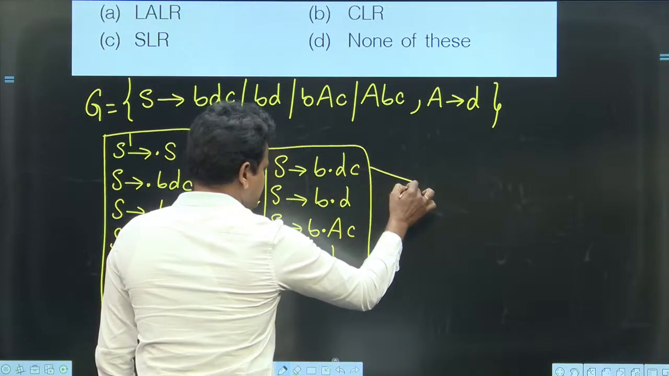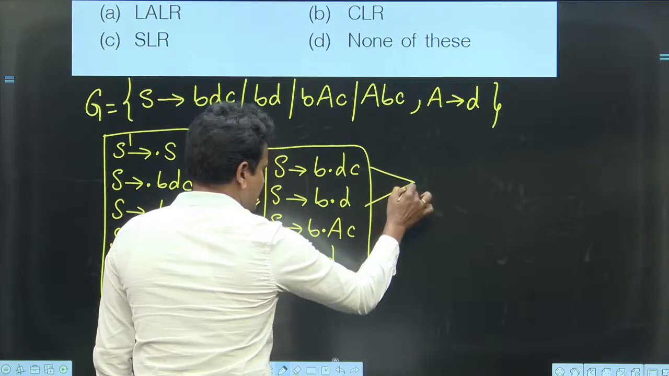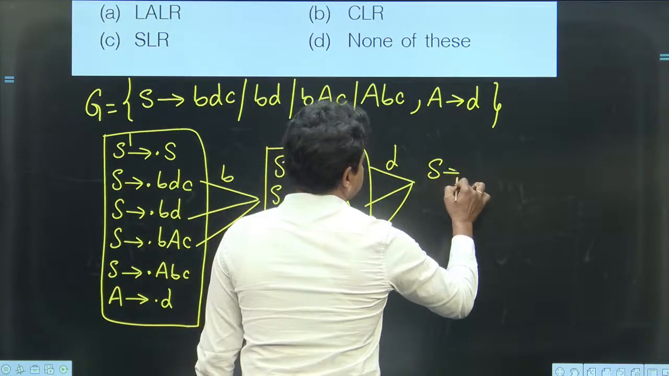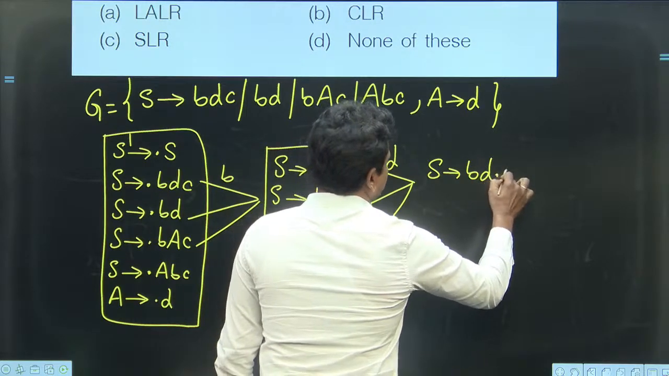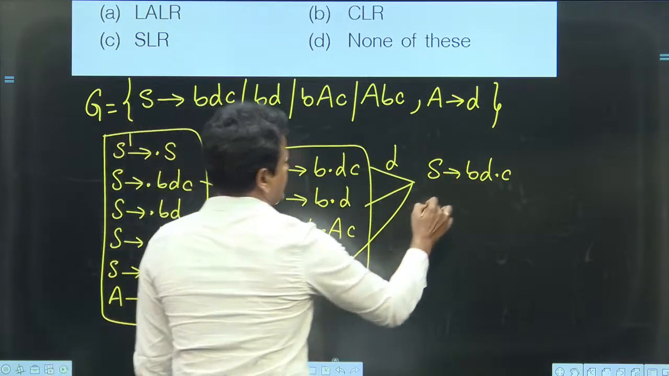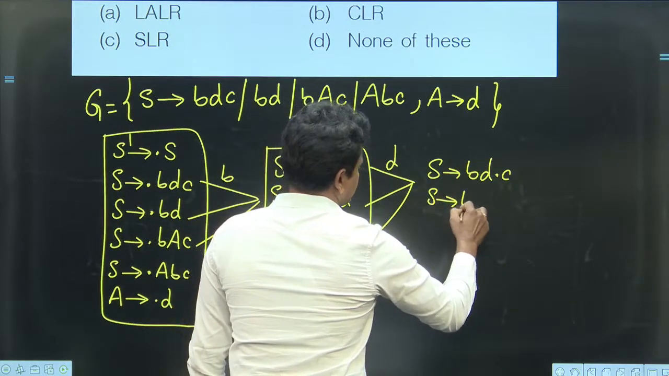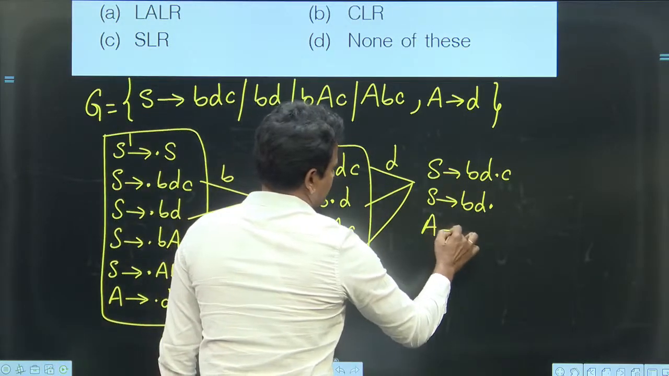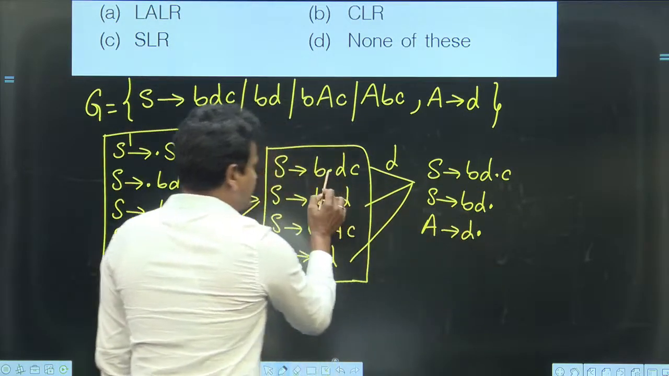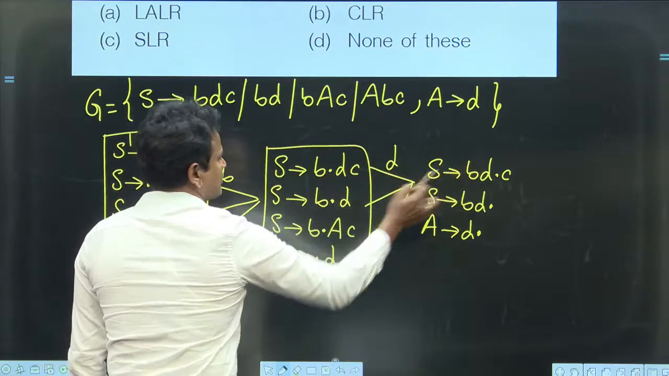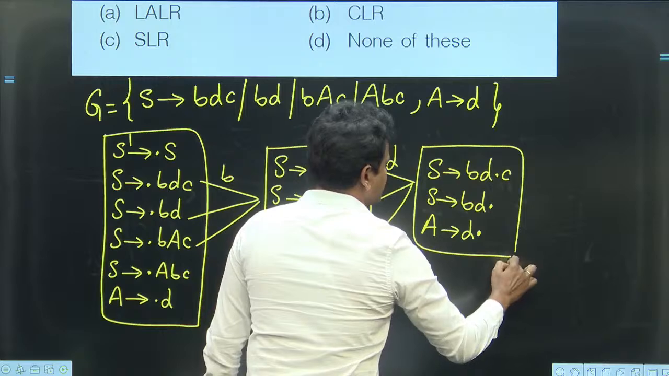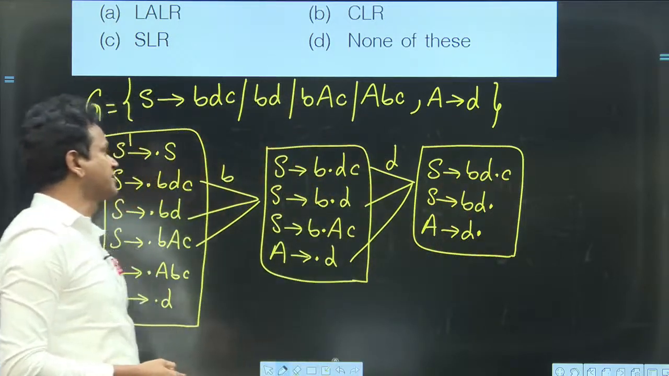If you go on D, this is D, this is also D, and this is also D. All these three will go to the same state: S derives BD dot C, S derives BD dot, and A derives D dot, because the shift symbol is D, shift the dot. Here we have 2 final items and 1 shift symbol terminal.